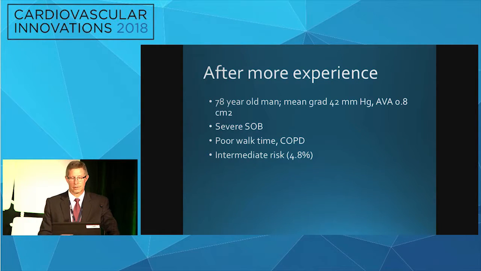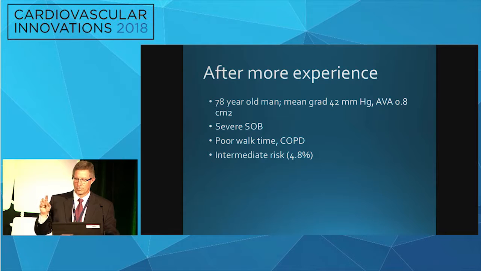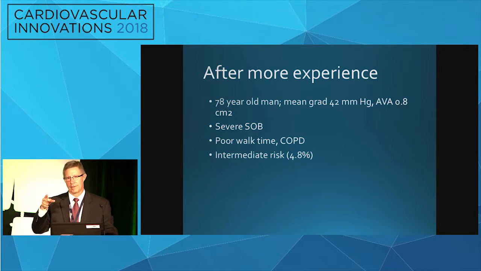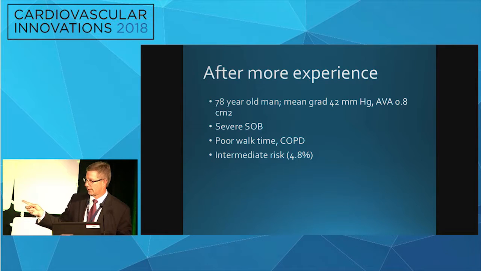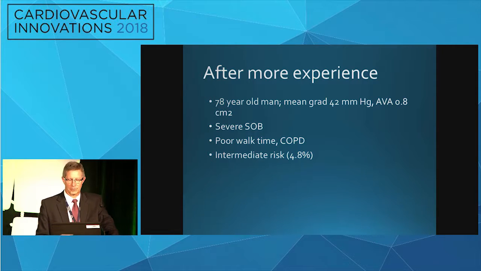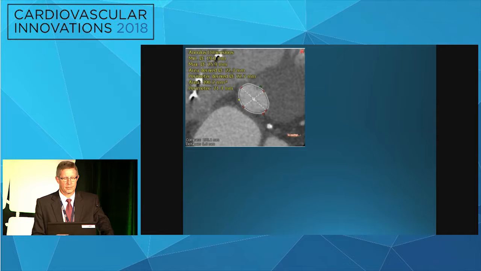So after more experience, I can tell you the sequence of events over the 4 cases that I've had. When I got to the very last one that I did, now there's an aortogram, and then there's a picture of a coronary artery. I skipped all the other steps in between, just because you're working so fast. But this is a 78-year-old man with a mean gradient of 42, valve area 0.8, very poor walk time, terrible COPD, and he was still intermediate risk despite all that.